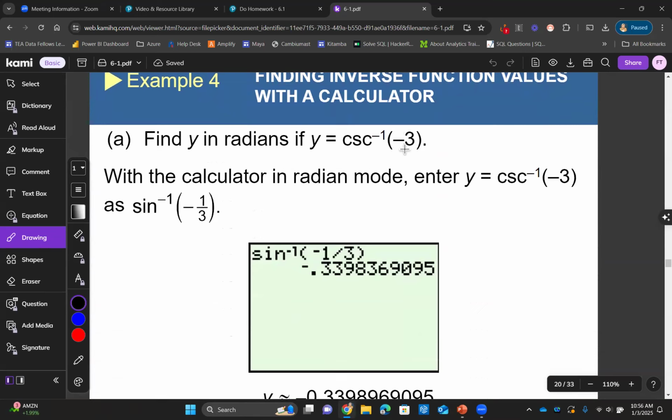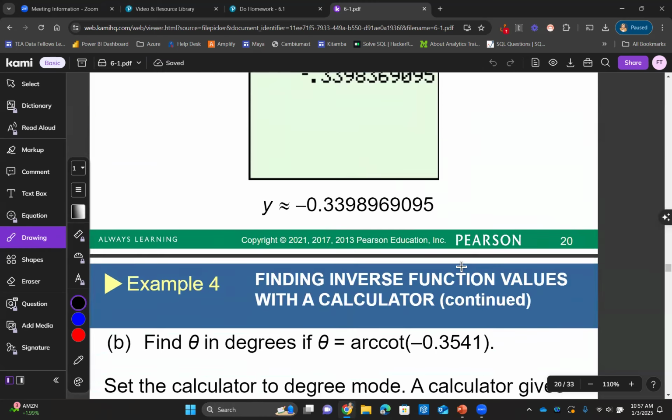Sometimes if you get a value here that you're not familiar with through the unit circle, it must be a calculator question. So when they ask you to find the y value, which is equal to inverse cosecant of -3, you will just type on the calculator cosecant to the power of -1 and -3. The calculator is going to give you the answer. If your calculator is in radian mode, it gives you the angle in radians, but if it is set to degrees mode, it will give you the answer in degrees.